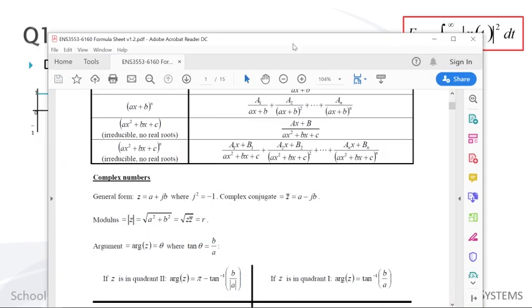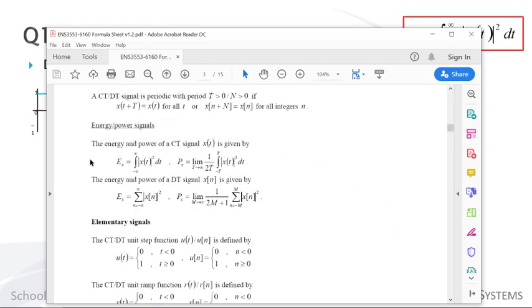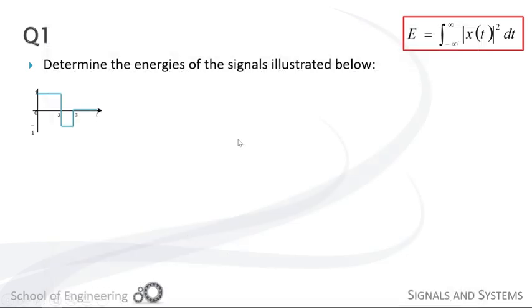Remember this best friend that I introduced before, your formula sheet? Energy, power, signals. Formula is there. It's all there. All right? We don't expect you to remember. What would you get? 3. Any other answers? Okay? Majority has it.